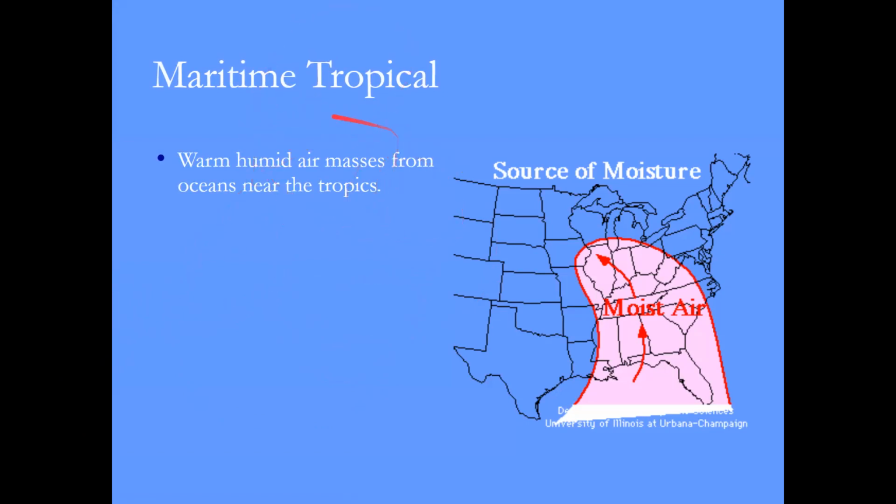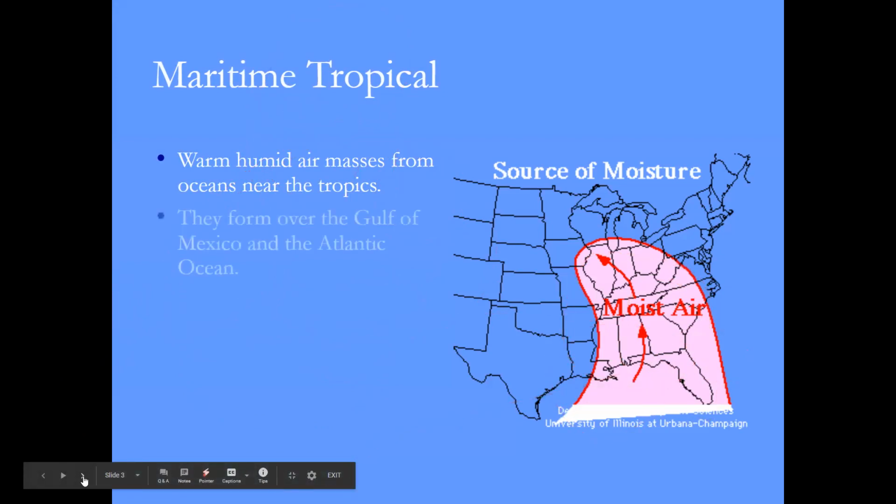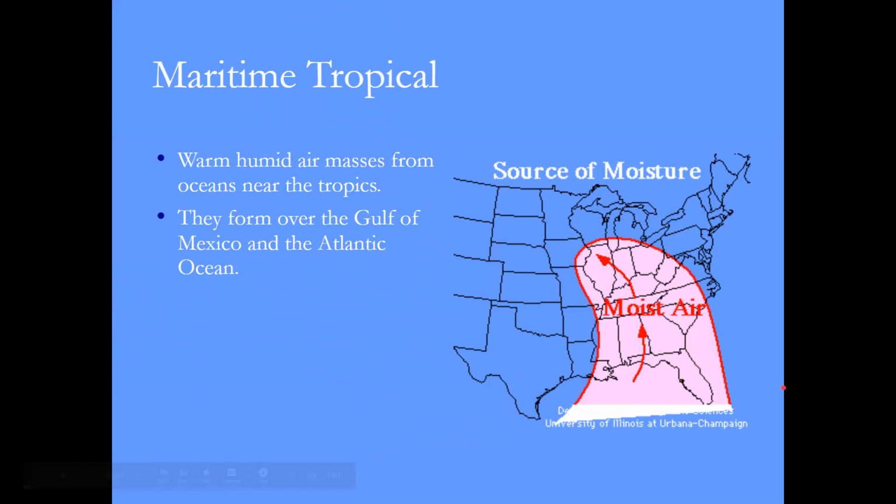So again, just to focus on maritime tropical, this is warm, humid air masses that come from near oceans, near the tropics, near that equator. For the United States, they're going to form over the Gulf of Mexico and the Southern Atlantic Ocean. So off the coast of Florida, here in the Gulf, or over here in the Atlantic. Again, it's coming from the south, so it's warmer. So it's bringing that warm, moist air up.